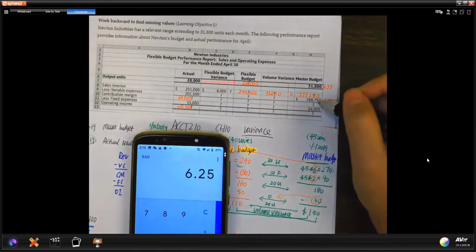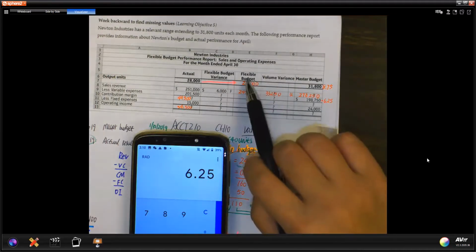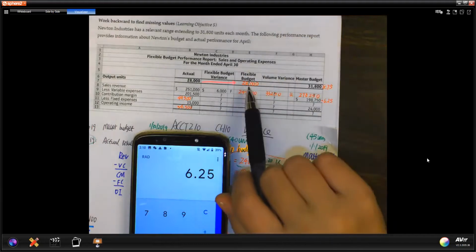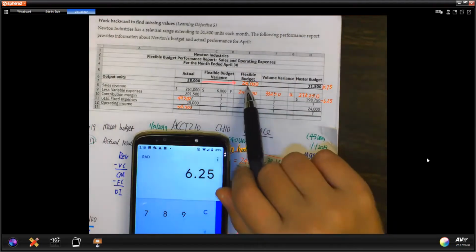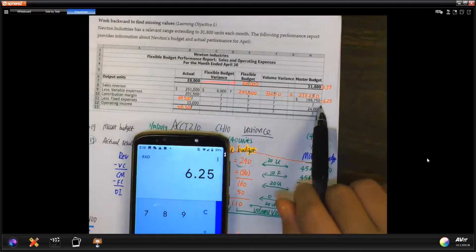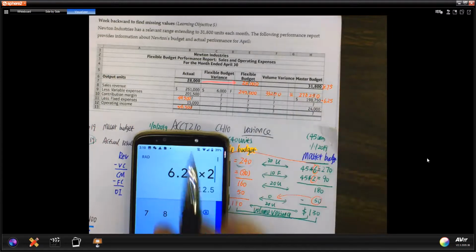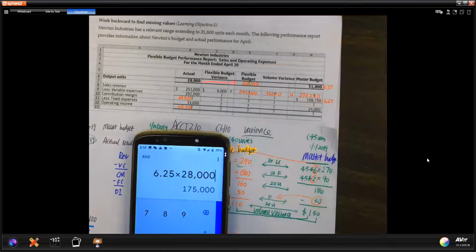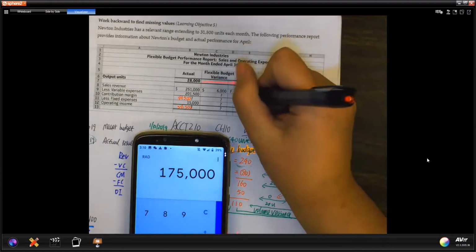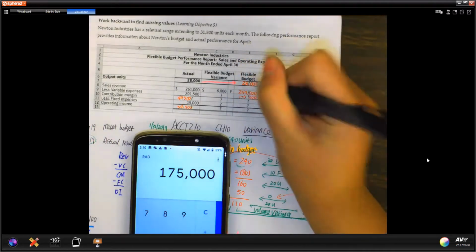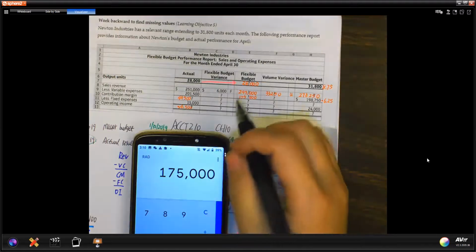Will be 6.25. Our flexible budget, one more time, always remember this: your flexible budget is your actual units times your budgeted price. Your budgeted price is 6.25, your actual units is 28,000. So your flexible budget variable cost has to be 175,000. And now we put the variance, favorable or unfavorable.